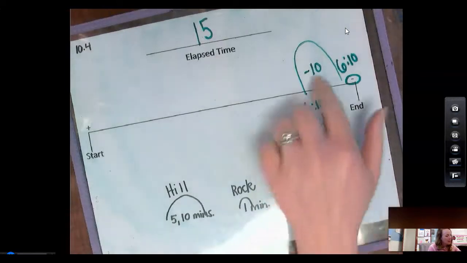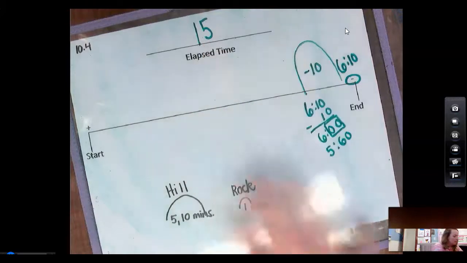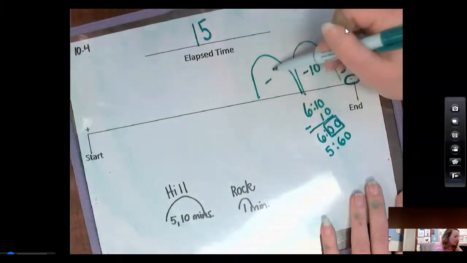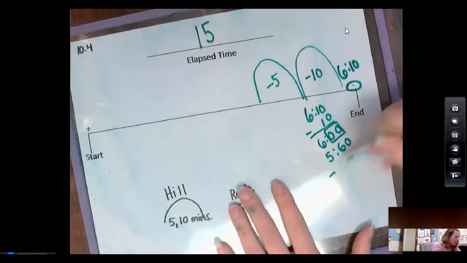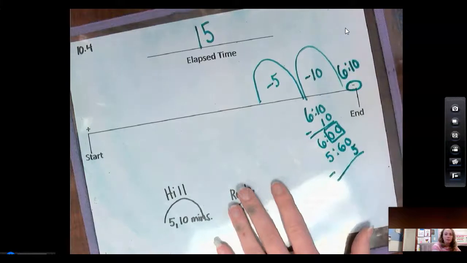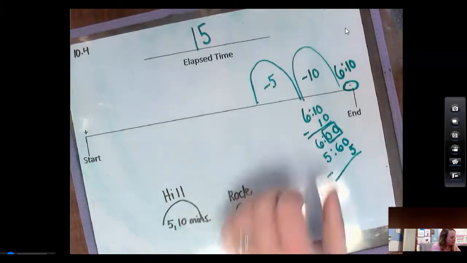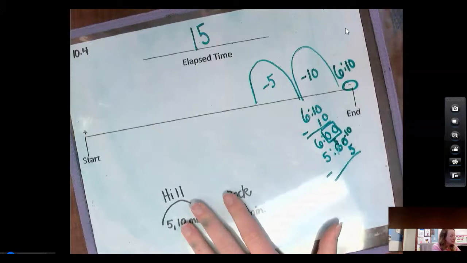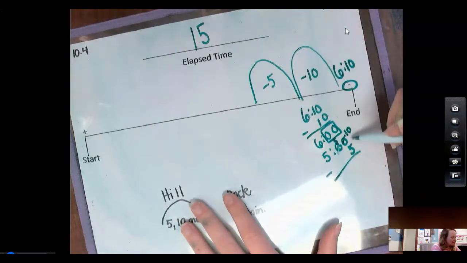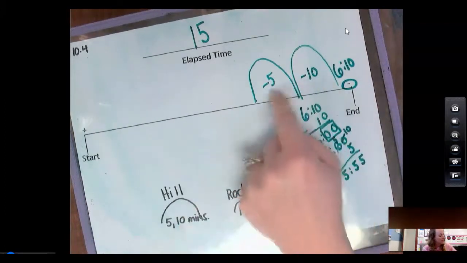All right, kiddos, so we're at 10. I have to go 15 minutes. So what am I going to do if I'm at 10? Well, I'm going to do a minus 5. If you said a minus 5, you're exactly right, because that's 10, 15. So I'm going to minus 5. All right, what's 0 minus 5? If I have 0 things, can I give you 5? No, I can't. So 6 becomes a 5, and 0 becomes a 10. 10 minus 5 is 5. Drop your 5, drop your 5. So we're at 5:55. Let's see, 10, 15.